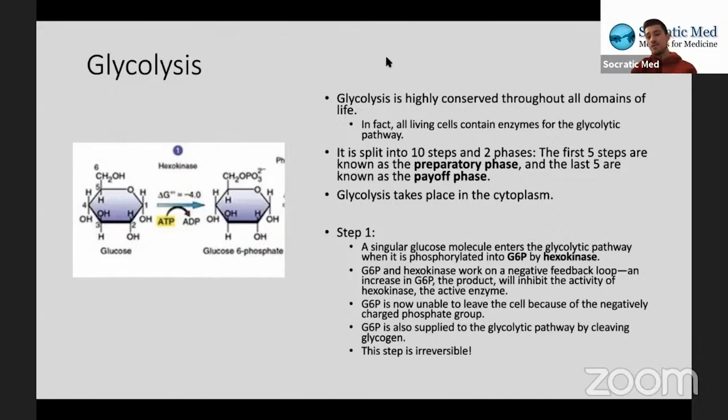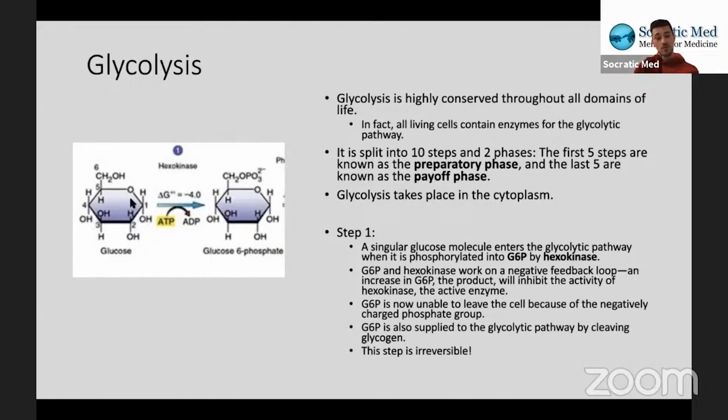So we have 3 irreversible steps in glycolysis. It's going to be step 1, step 3, and step 10. And we will go over that as we get to each individual step. But as of right now, I just want to make sure that you guys are following. We're just going to track this glucose molecule as it goes through glycolysis and the Krebs cycle.